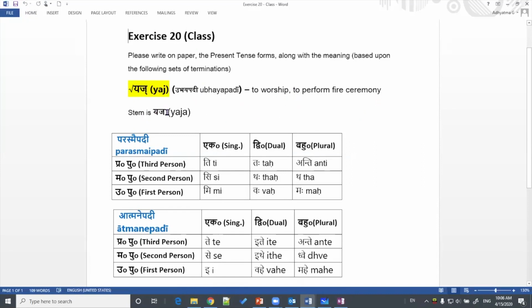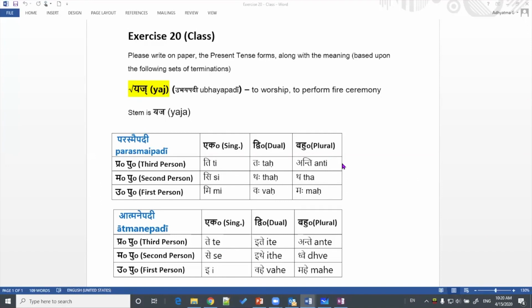Stem is yaja, and you have to make the forms for both. It's an ubhayapadi dhatu. That means it takes both terminations, parasmaipadi and atmanepadi. So the exercise is that you make both sets of terminations and also write the meaning. Like bhajati, yajati, he worships, yajate, he worships, like this. So this is your exercise. Right now it is 10:06. We'll meet at 10:20. Okay.